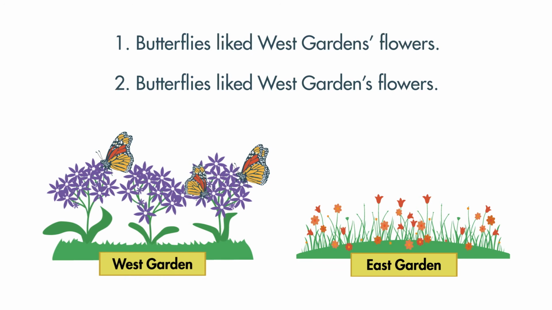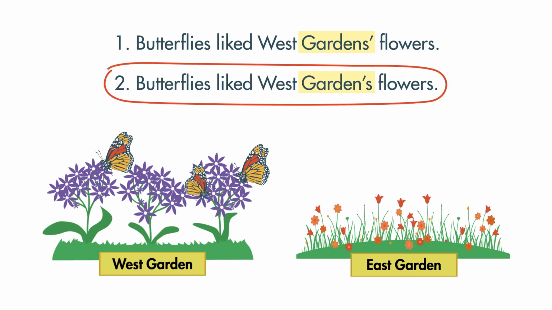Let's decide whether to use a singular or plural possessive in the next sentence. Butterflies liked West Garden's flowers. Is there one West Garden or more than one? There is one. West Garden is a singular noun. Is sentence 1 or sentence 2 correct?